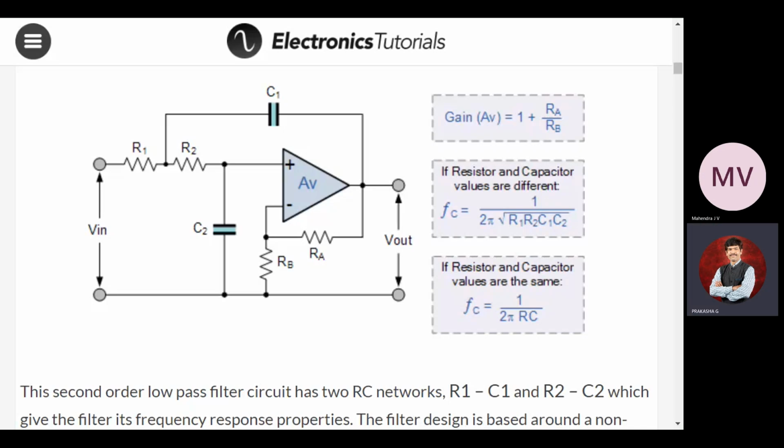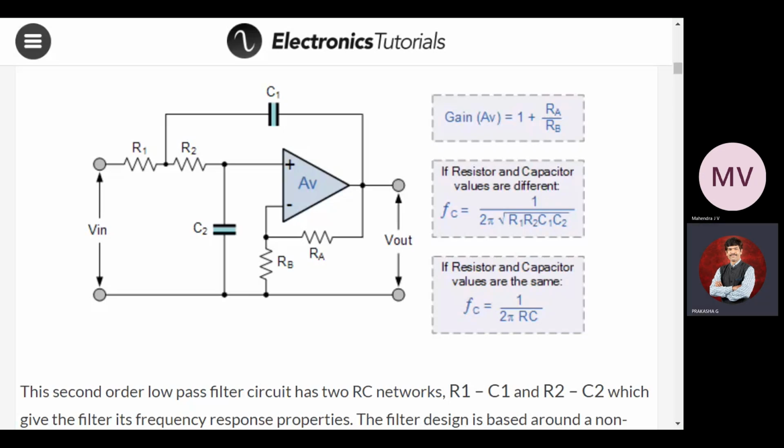RC coupled, we are using the resistor and capacitor as a coupling. I told you what exactly coupling is. You are coupling the input signal to the transistor. Which transistor? It may be a BJT, a MOSFET, a JFET, or different types of transistors. Here also we are using the RC coupling only, but instead of BJT, we are using the op amp.